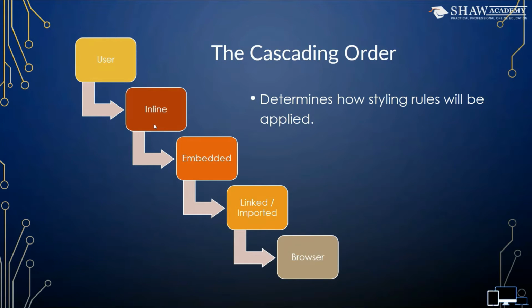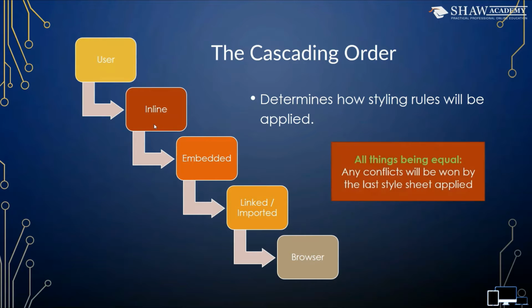So that was the cascading order. So let me just quickly click through all these empty animations. And there we go. All things being equal, any conflicts will be won by the last style sheet applied. So if you remember, I gave you the example of including our style sheet after we include, say, a framework like Bootstrap. So we'd include the Bootstrap framework link, and then afterwards we would link our own personal style sheet, because Bootstrap's going to style the anchors, the typography, and the headings.